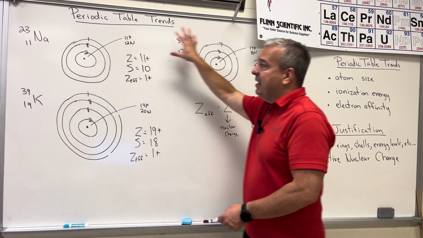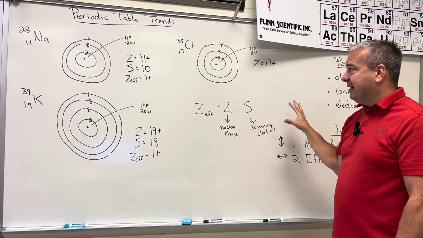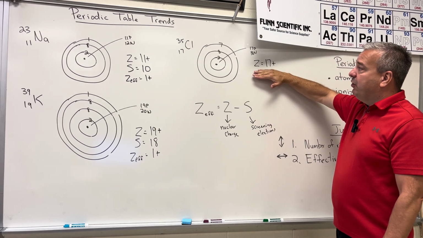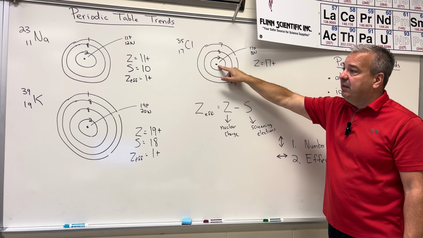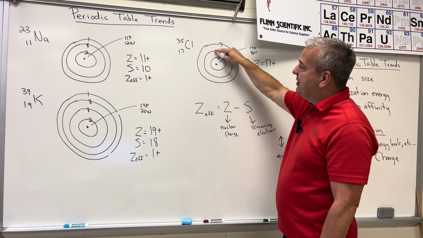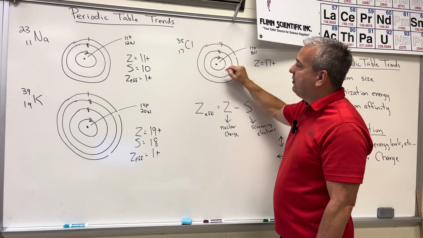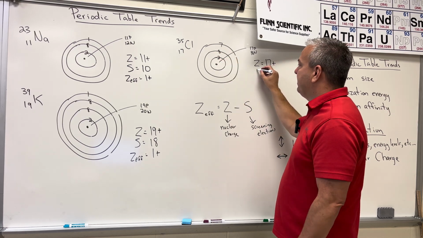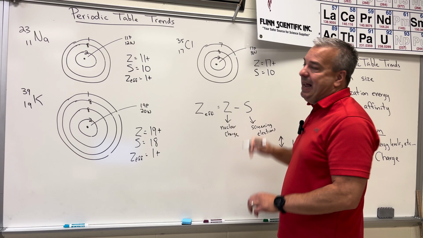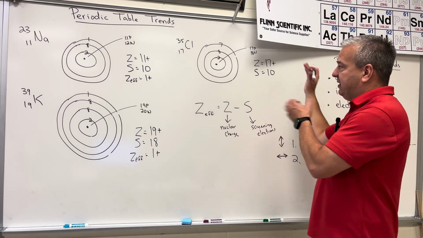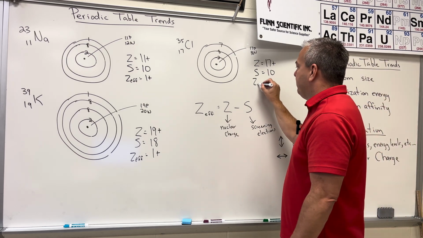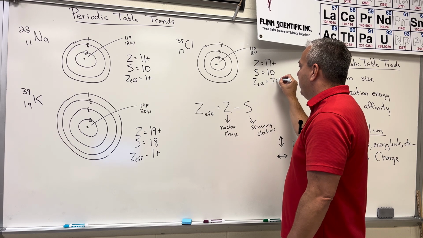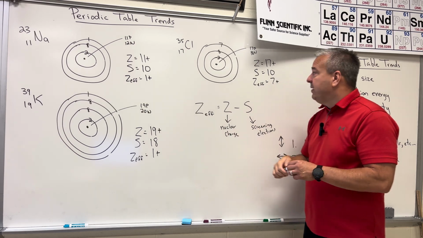Let's take a look at something that's on the right-hand side of the periodic table. Okay, remember our nucleus is a 17 plus. Okay, but the only electrons that are screening the valence electrons are these first 2 shells. Okay, and 2 plus 8 is going to give me 10 screening electrons. 17 minus 10 gives me an effective nuclear charge of 7 plus.